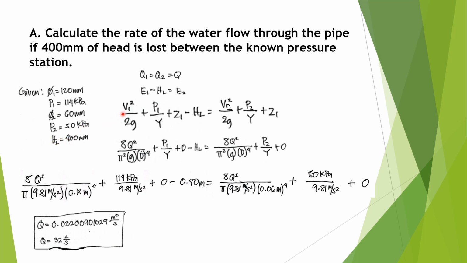In calculating the rate of water flow, use the equation Q1 equals Q2, or discharge 1 equals discharge 2 equals Q. We are going to use the energy equation between station 1 and station 2, wherein the energy equation is equivalent to velocity 1 squared over 2g plus pressure 1 over the unit weight plus the height, minus the head loss, equals velocity 2 squared over 2g plus pressure 2 over the unit weight plus the height.